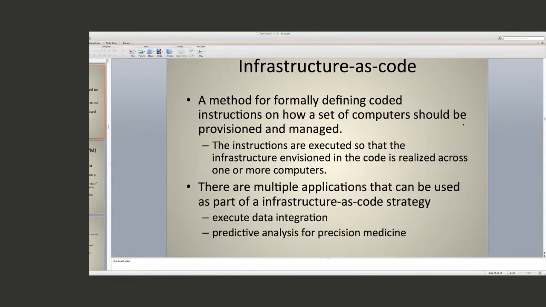So infrastructure as code, the method for formally defining coded instructions, how to set up computers and provision and manage them. The instructions are executed so the structure and vision in the code is realized across one or more computers. Okay, and you can use this for multiple types of questions in healthcare, data integration, predictive analytics for precision medicine.